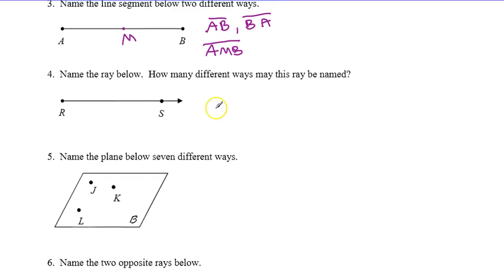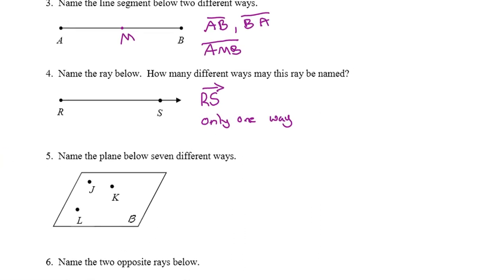Okay, name the ray below. All right, so this ray is going to be RS, and I want you to recall what we remembered before, that it always starts with the endpoint, and there's only one way to name this. You can't switch this around like you could with a line segment or a line.